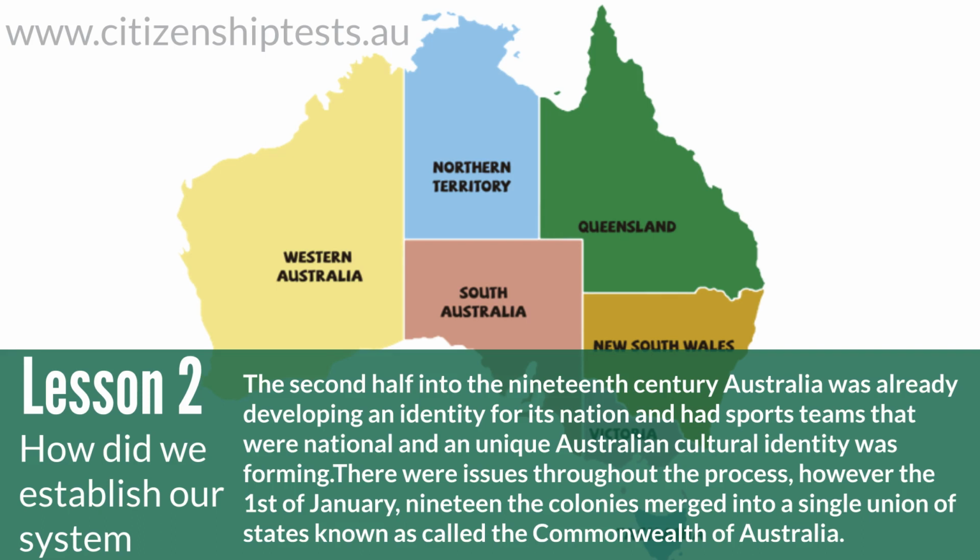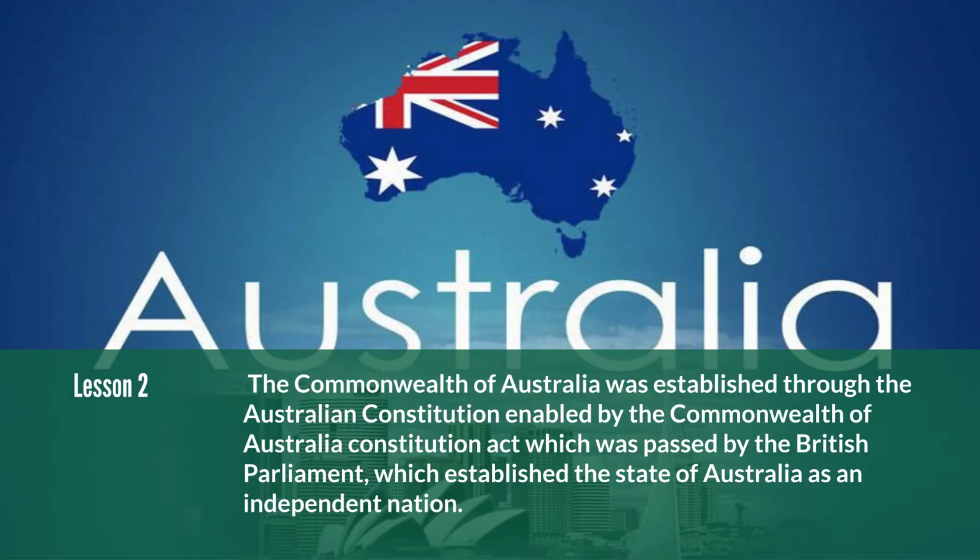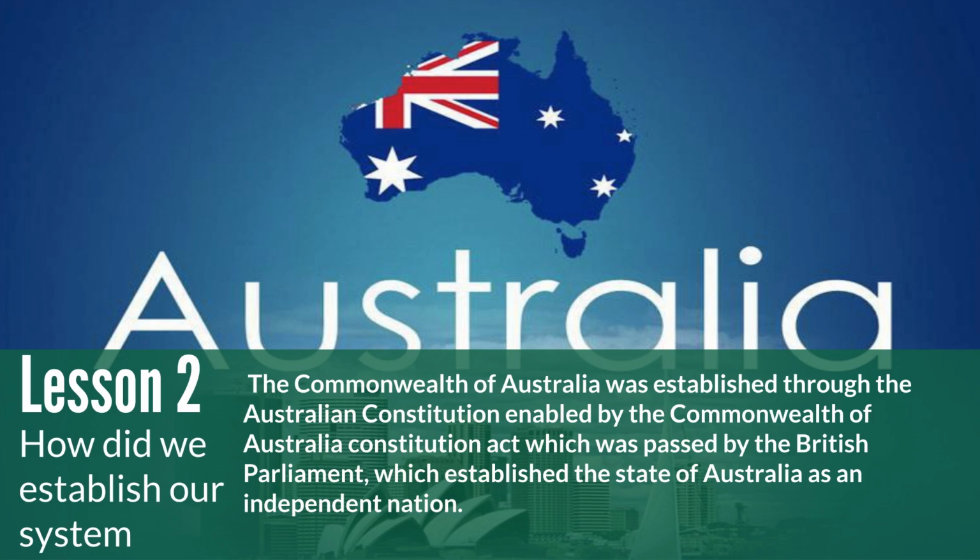However, on the 1st of January 1901, the colonies merged into a single union of states known as the Commonwealth of Australia. The Commonwealth of Australia was established through the Australian Constitution, enabled by the Commonwealth of Australia Constitution Act, which was passed by the British Parliament, which established Australia as an independent nation.